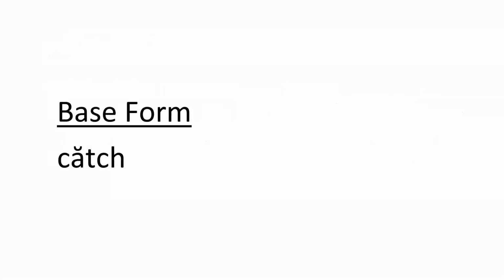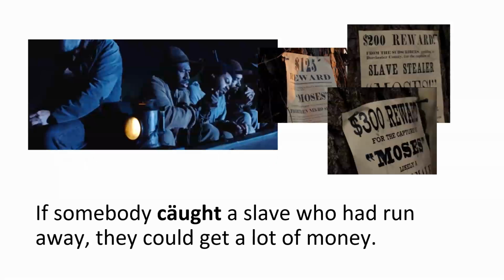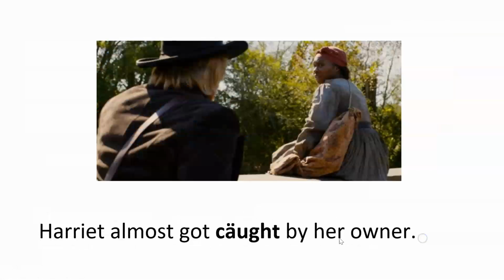Okay, the next verb here is the verb catch. This is really important for this particular story. The past tense is caught. Catch, caught. And if somebody caught a slave in the past, if somebody caught a slave who had run away, they could get a lot of money, right? There were rewards for slave catchers. So if you caught a slave and took them back to their owner, you could get a lot of money.